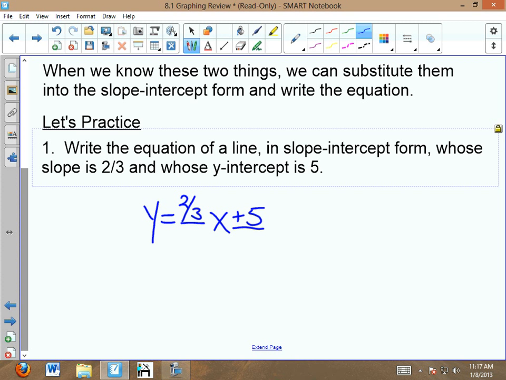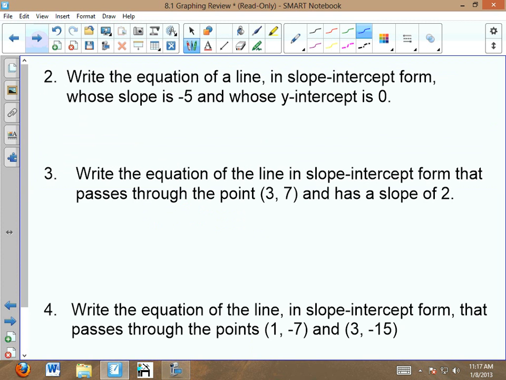You have to have a sign in between your x and your number. That's pretty easy, right? It doesn't get any harder than that. Everybody do number 2.